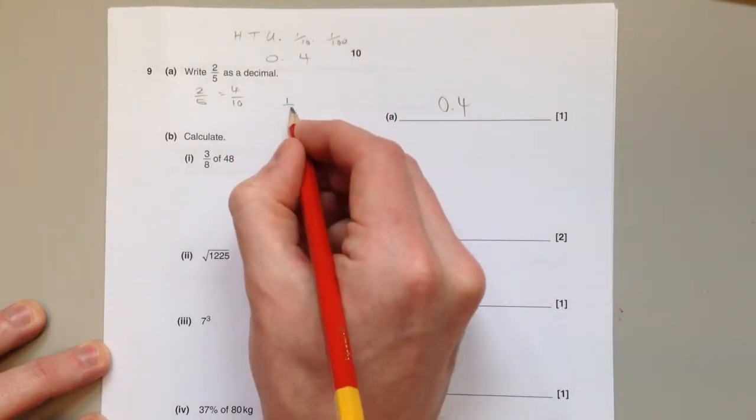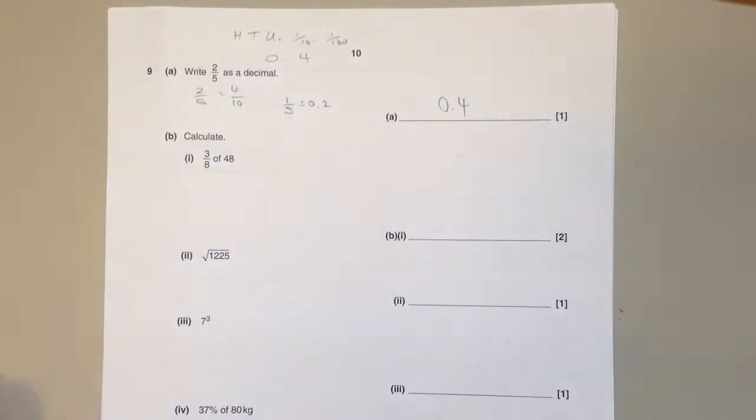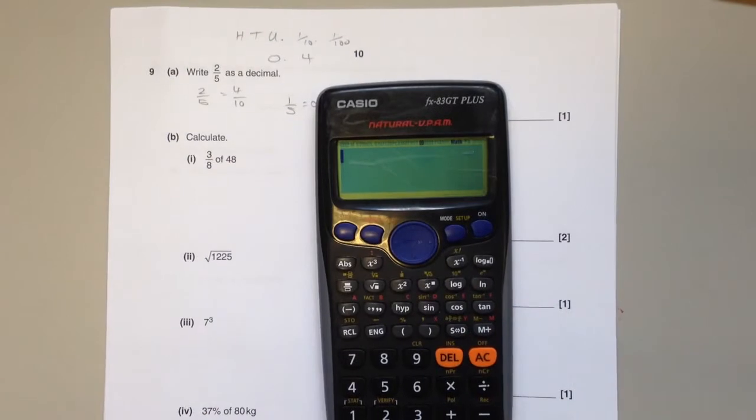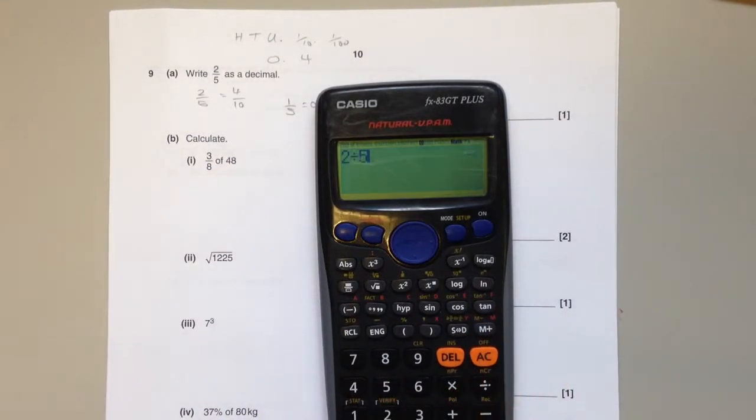Or you could remember that 1/5 is equal to 0.2, so therefore 2/5 would be double that. Or, because this is a calculator paper, you could do 2 divided by 5 in your calculator, and your calculator will show you that it's 0.4.